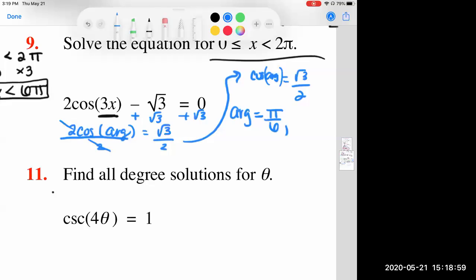And it's also square root of 3, positive square root of 3 at 330 degrees, which is 11 pi over 6. And that's my answer.